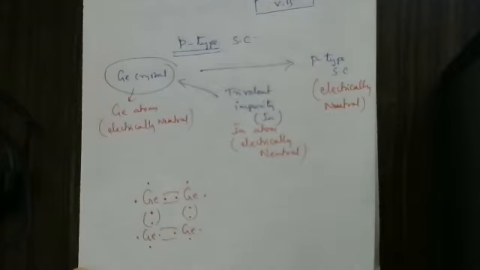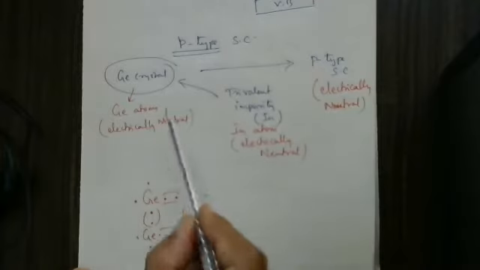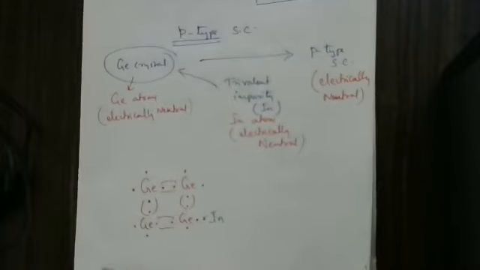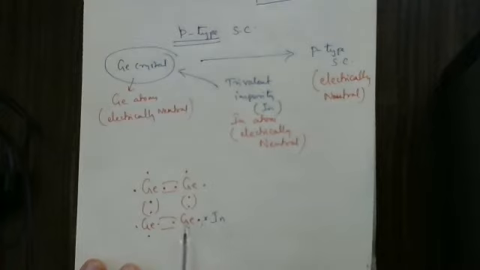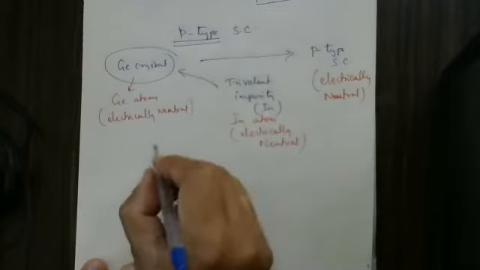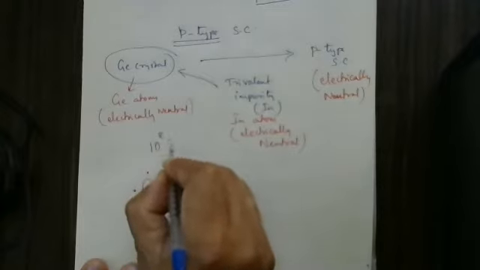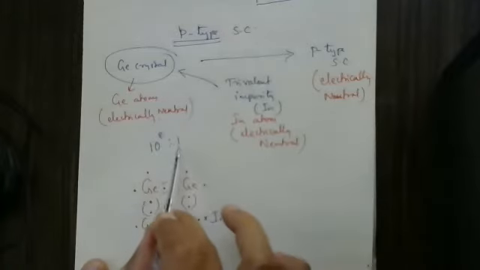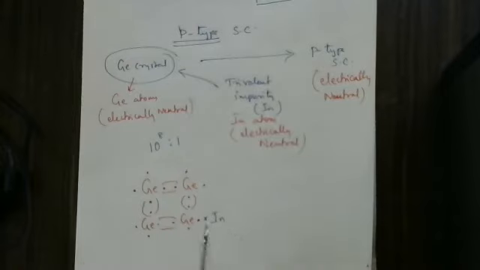If you add one indium atom here, I will write indium atom. This is the germanium atom electron. This is the indium atom electron, marked with a cross. That is how I distinguish between indium atom electrons and germanium atom electrons. Let us assume we have added one impurity atom in the ratio 10 to the power 8 to 1. If germanium atoms are 10 to the power 8, the added impurity atom is 1. In that ratio, let us assume it has been added.